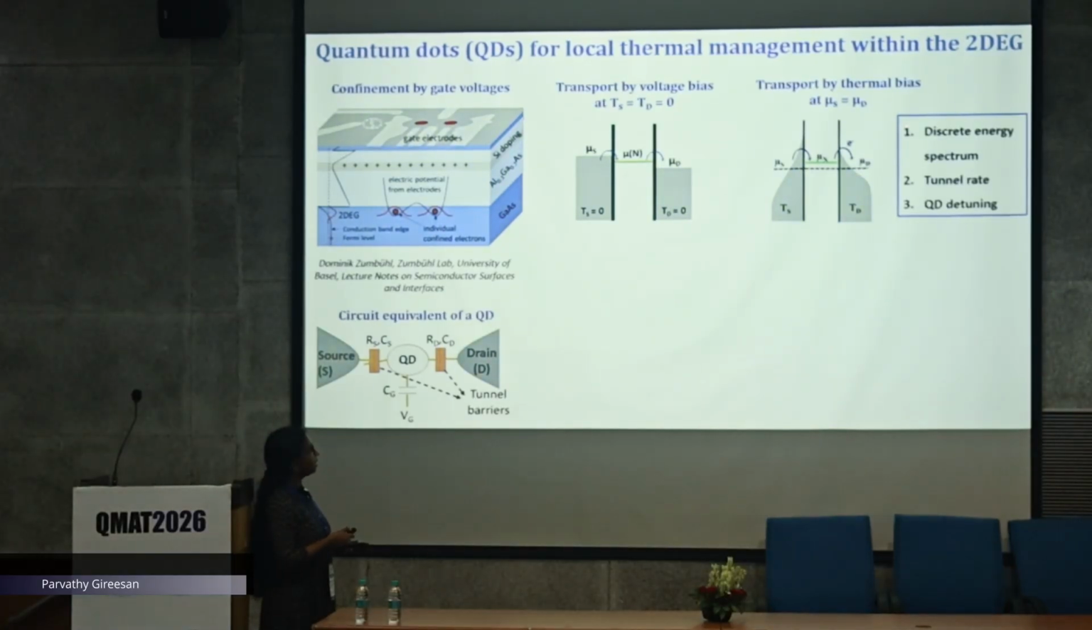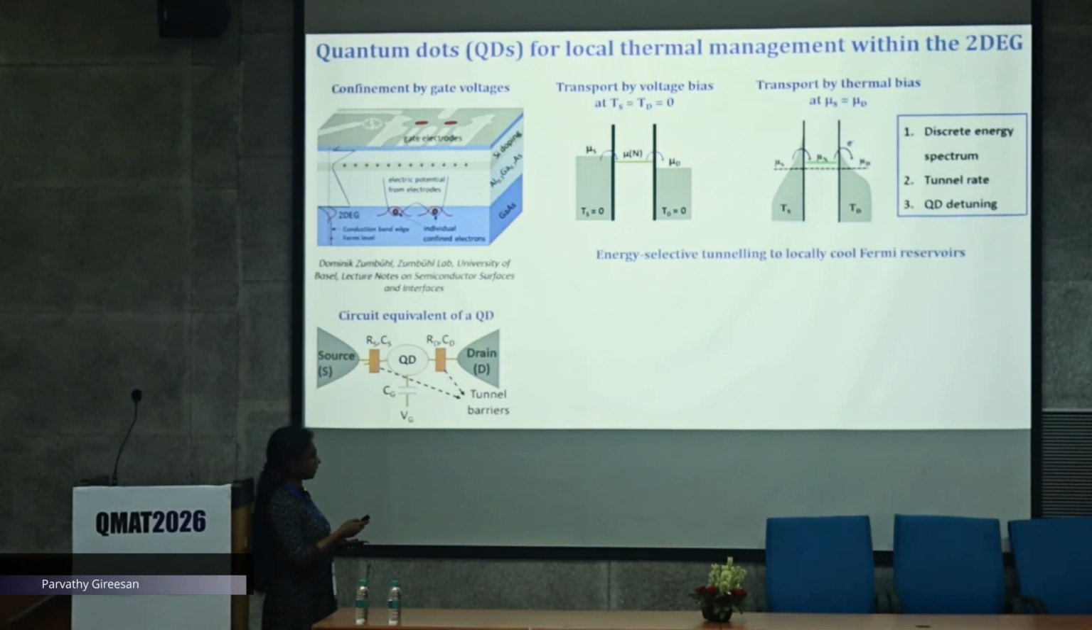For the specific case where the transport is driven purely thermally at 0 source-drain bias, the magnitude of this tunneling current would be decided by the tunnel rate, while the direction would be decided by the position of the dot energy level relative to source and drain Fermi levels. All 3 of these are hence controllable by gate voltages.